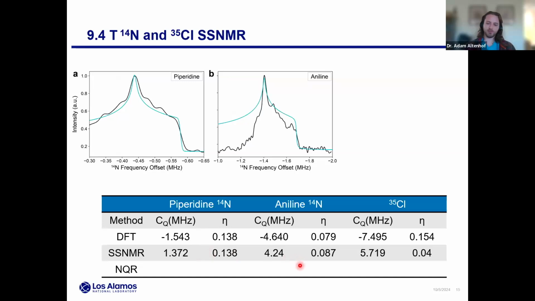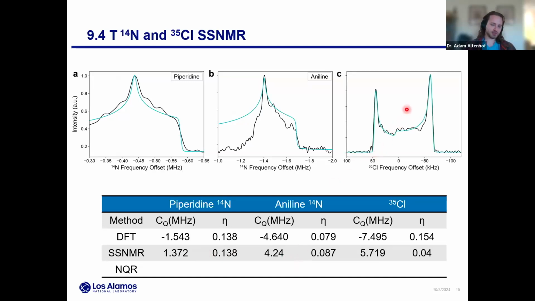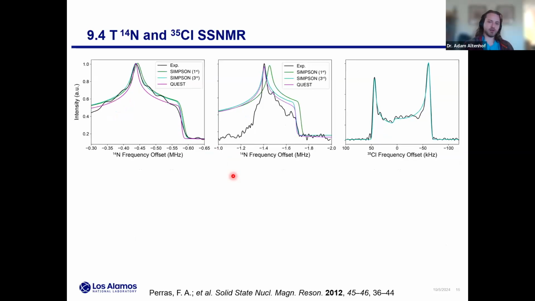Likewise, we do the central transition chlorine-35 NMR. Just a note, these are all static. We don't want to spin fentanyl and risk a rotor crash, and there's also no benefit to spinning in this case. Something interesting we stumbled upon is in these tensors, in particular this aniline nitrogen site. What I'm showing you here is the experimental curve in black, and then three simulations. I'm simulating the same tensor in each case.